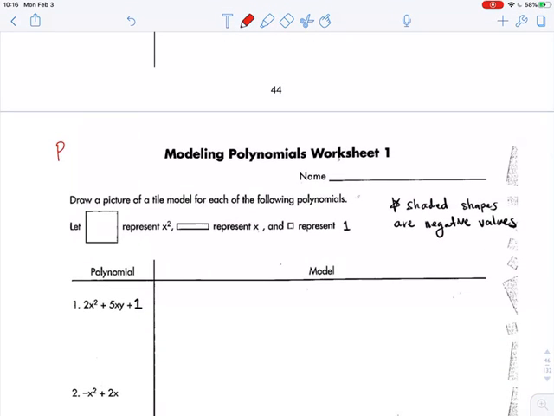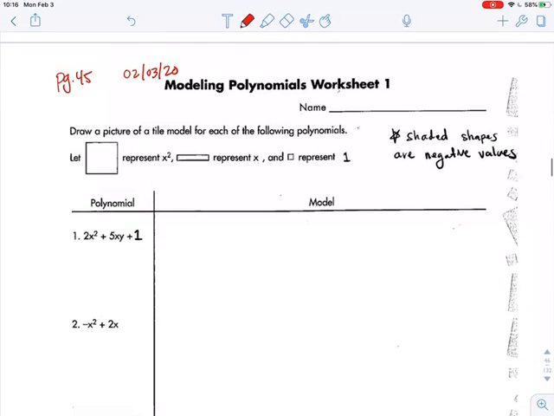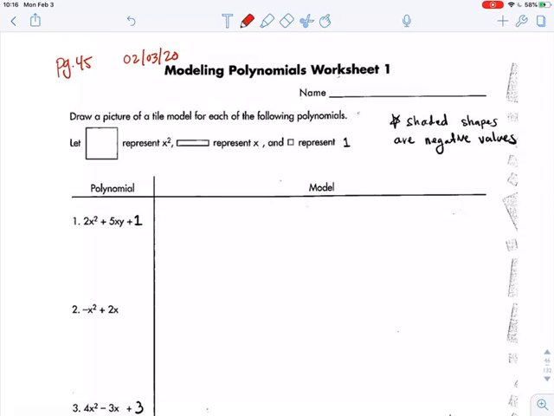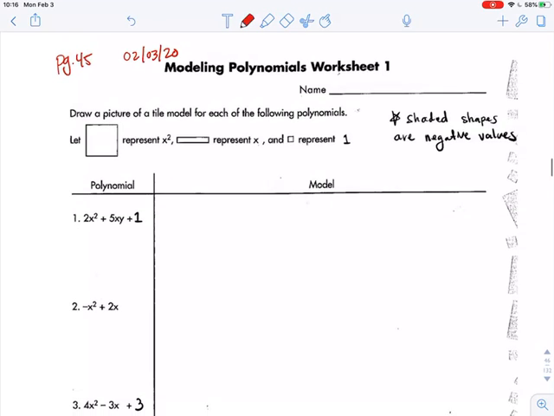Okay, so this is page 45. Okay, and today is 020320. I don't know what that was. All right, so this is algebra tiles.